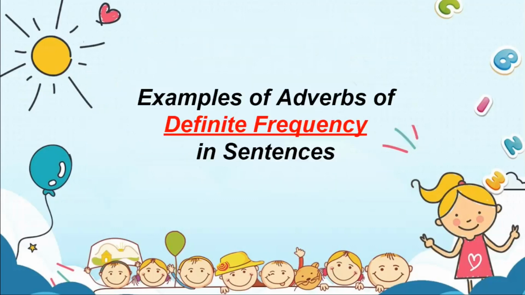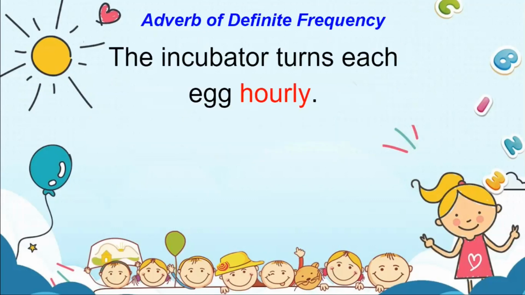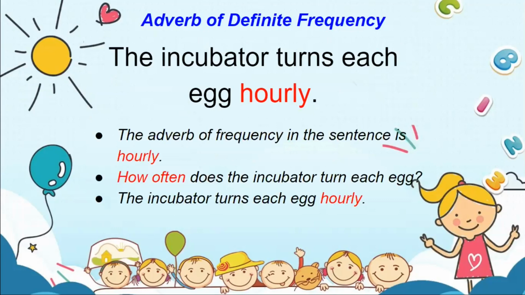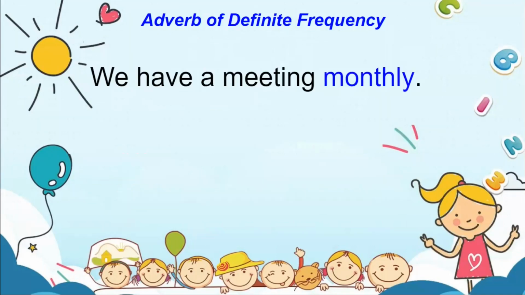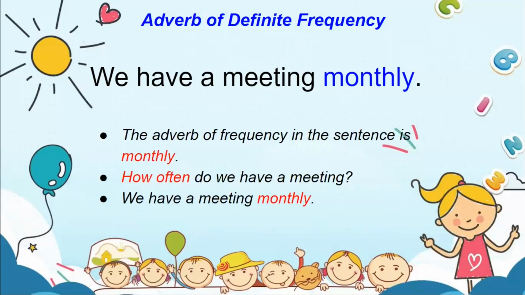Examples of adverbs of definite frequency in sentences. The incubator turns each egg hourly. The adverb of frequency in the sentence is hourly. How often does the incubator turn each egg? The incubator turns each egg hourly. We have a meeting monthly. The adverb of frequency in the sentence is monthly. How often do we have a meeting? We have a meeting monthly.